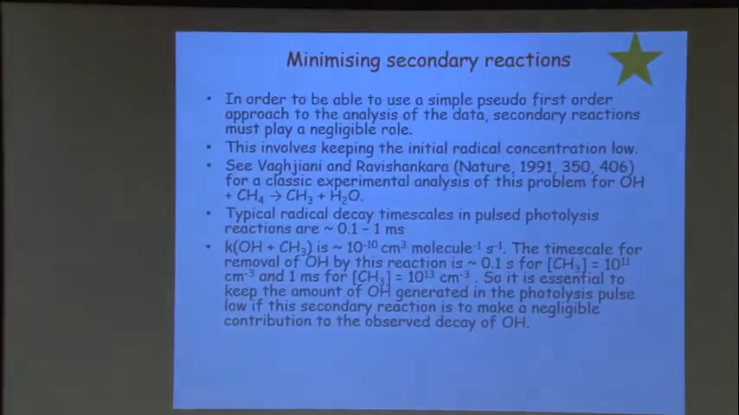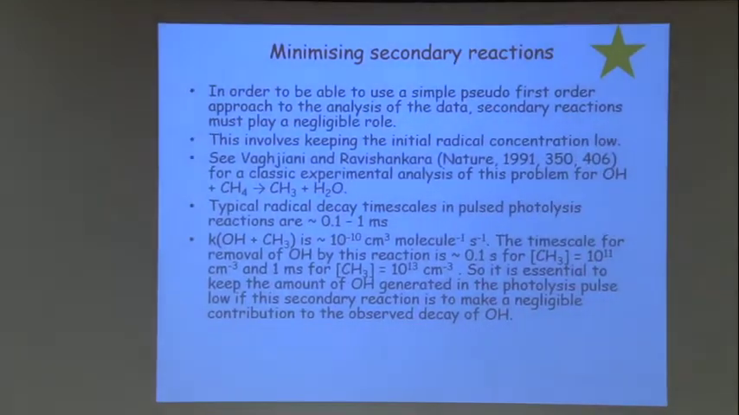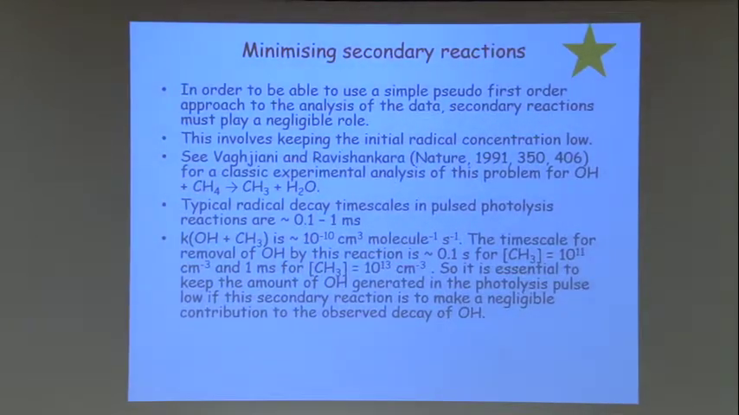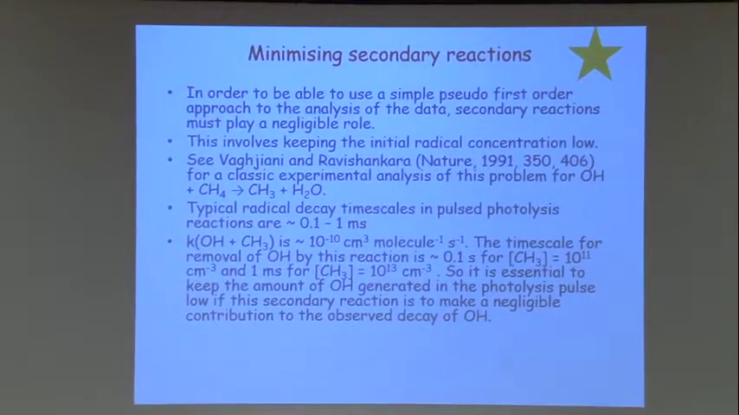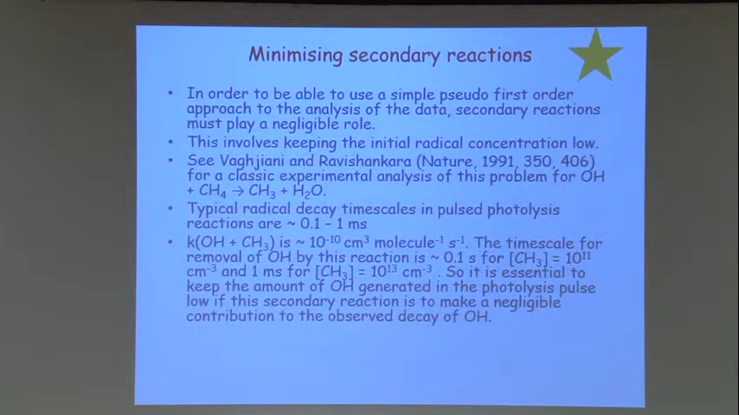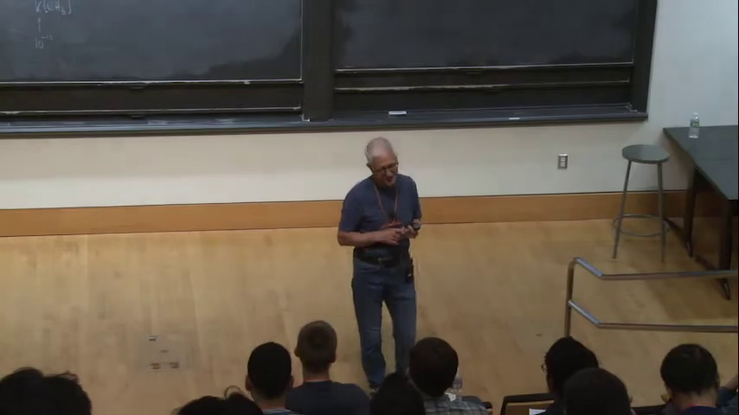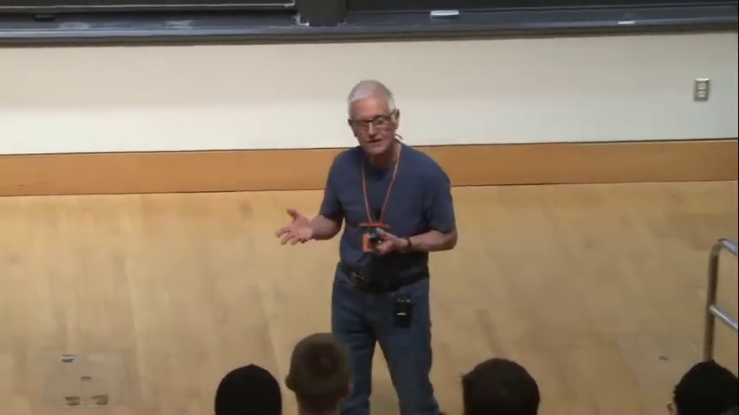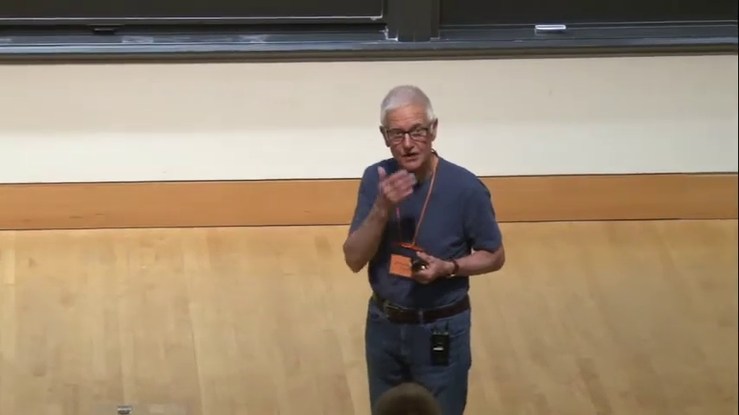So you've got to keep the concentration of OH down as much as you possibly can to of the order of 10 to the 11 per centimeter cubed. If you think of that at atmospheric pressure, that's 10 to the 11, 10 to the 19. That's 1 part in 10 to the 8. So it's really quite a low concentration.